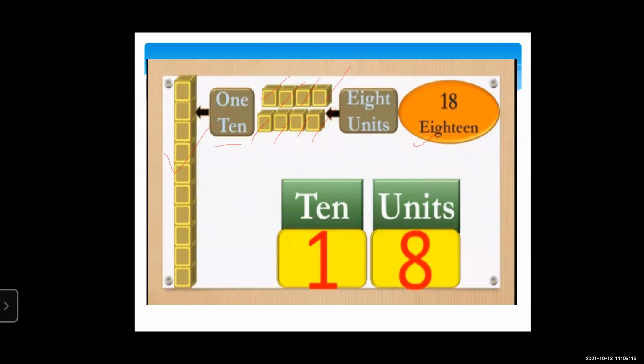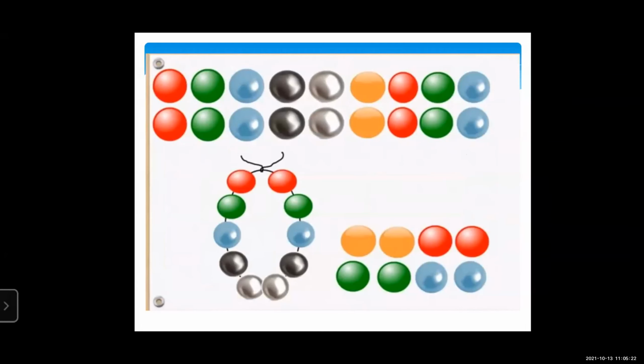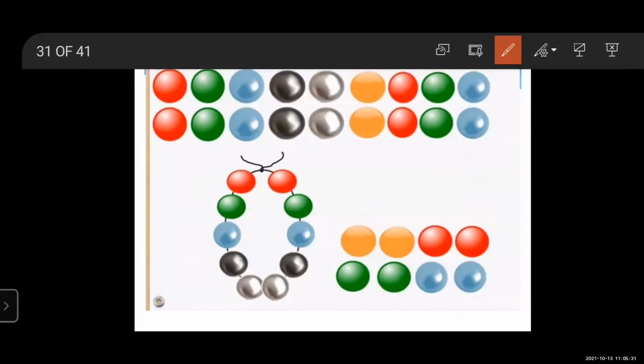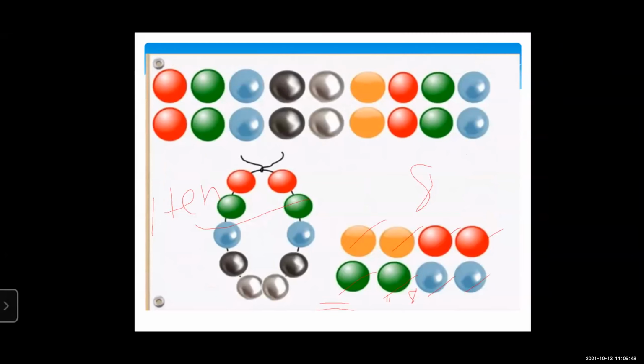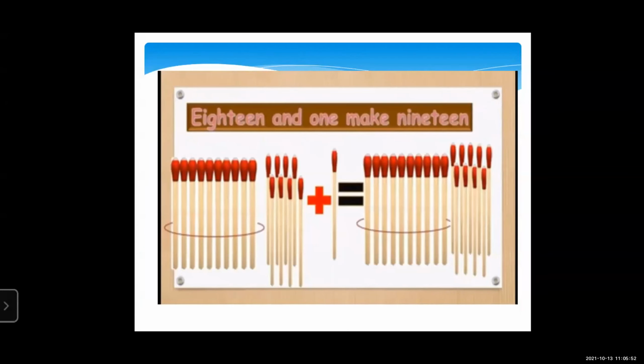Understood? Now let's see. There are beads, and make a bundle of beads of 10 objects, that is 10. And how many units are there? 1, 2, 3, 4, 5, 6, 7, 8 units. That is 10 and 8 units. So we will get the answer: 10 plus 8 is equal to 18. Now see which number comes after 18.